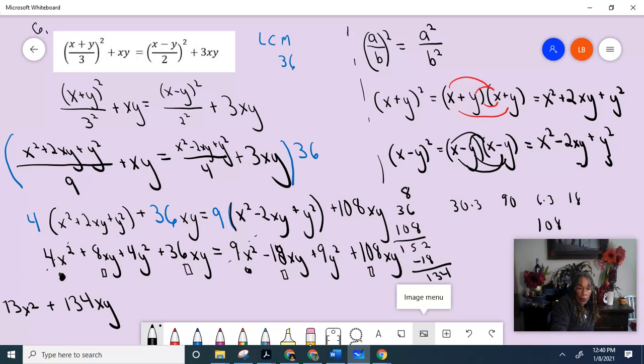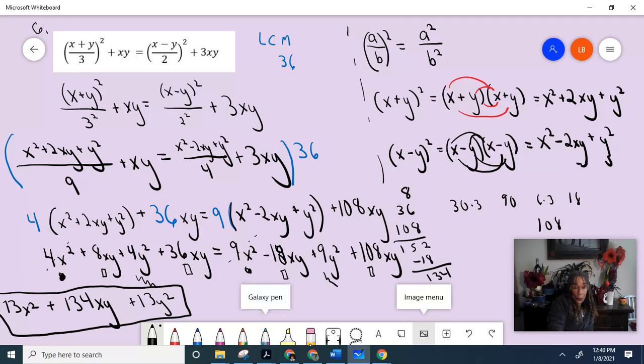And then what do I have left? I'll make those lightning bolts. I've got y squareds, and I only have 2 of them. So I've got 4 plus 9, which is 13y squared. Yes, it was long. Yes, it was a lot. Yes, I expect you to be able to do it. And yes, you can. That's that.